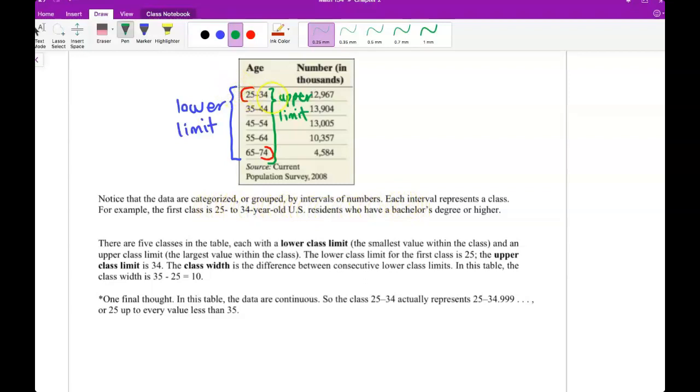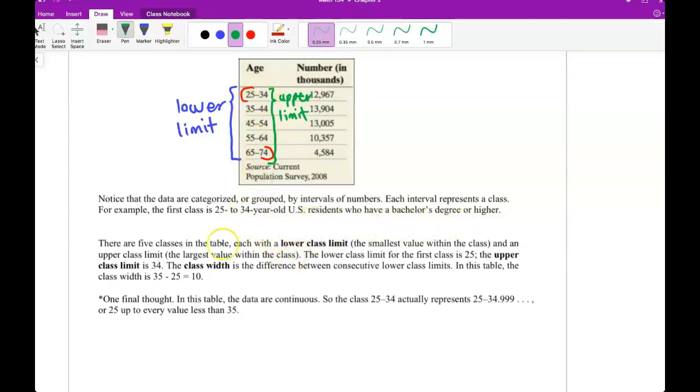Okay, so each one of these is an interval, and each interval represents a class. So this is our interval based on continuous data, and that is our first class. Here we have 5 classes. We have 1, 2, 3, 4, 5 classes. The first class is 25 to 34-year-olds. That is not exactly equal to 34. This is 34.9999, and it's very close to 35. That's why after that, here we have 35.